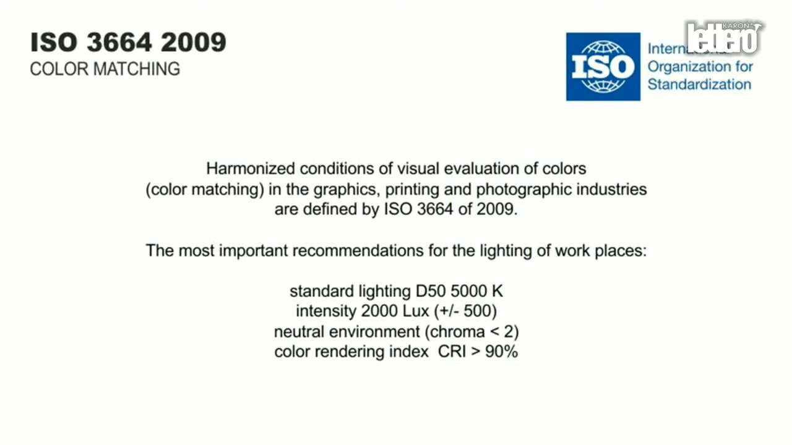Uniform conditions for the visual evaluation of colours, colour matching, in the graphics, print and photography industries were defined by ISO 3664 from 2009. Below are the most important recommendations for the lighting of workspaces. Standard lighting, D50, 5,000 degrees Kelvin. Intensity, 2000 lux, plus or minus 500. Natural environment, chroma, less than 2. Colour rendering index, CRI, greater than 90%.